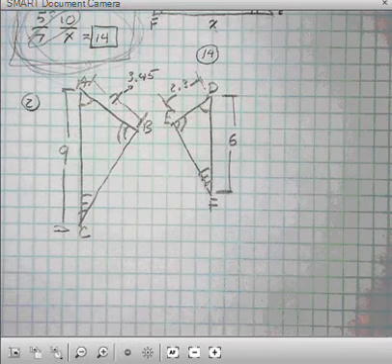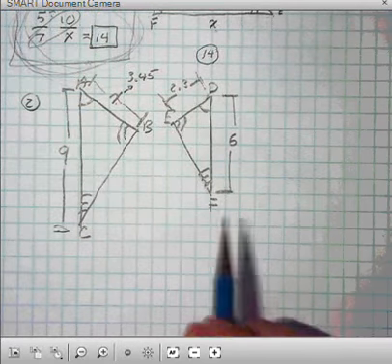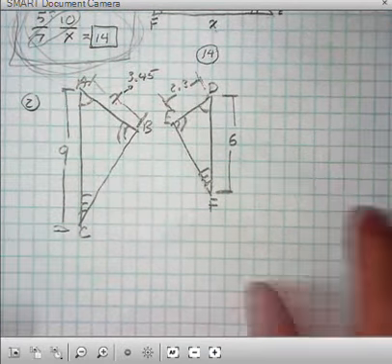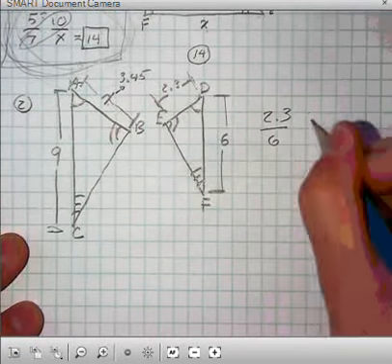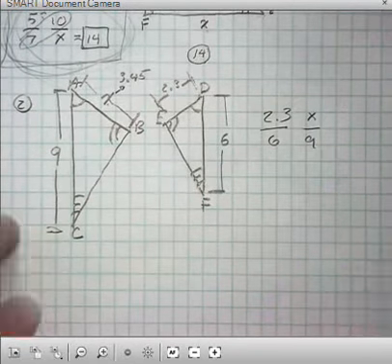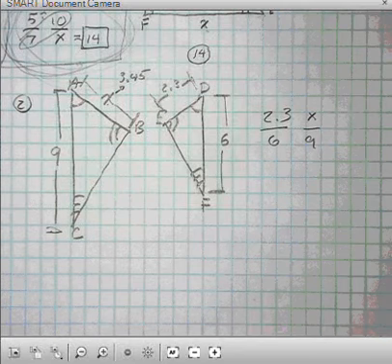I did 2.3 equals x over 9, and then I multiplied. Okay. Anybody set up a different proportion?